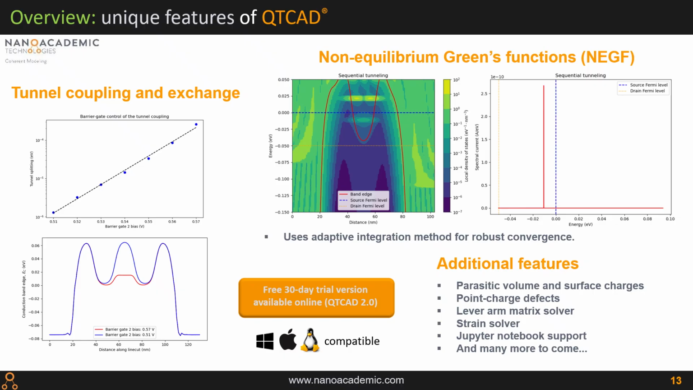Note that this NEGF module can also be used to describe regular transistors, and this is especially useful for cryo-CMOS applications. We have many additional features, such as parasitic volume and surface charges to describe defects in the structure. These defects can even be zero-dimensional through the point charge defect feature. We have a lever arm matrix solver that is key to describing charge stability diagrams accurately. We have a strain solver, and we also have Jupyter Notebook support, which makes QTCAD usage much more user-friendly.